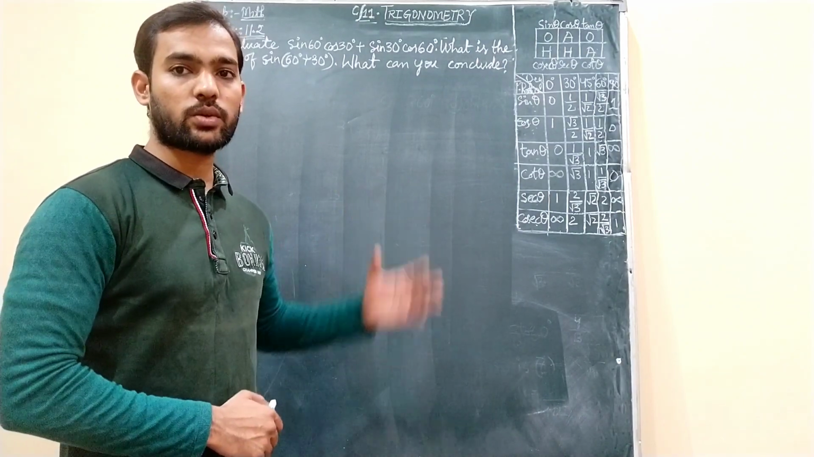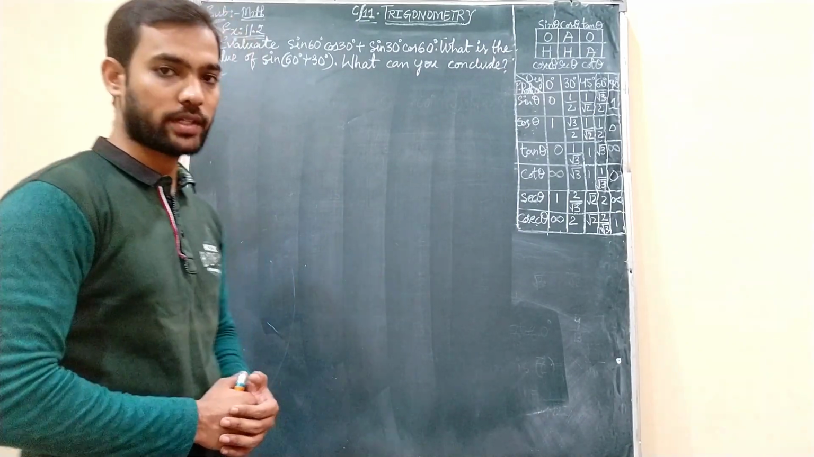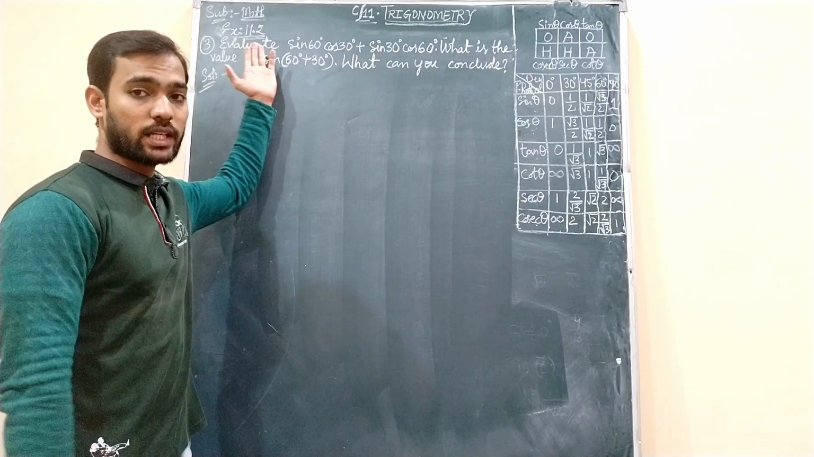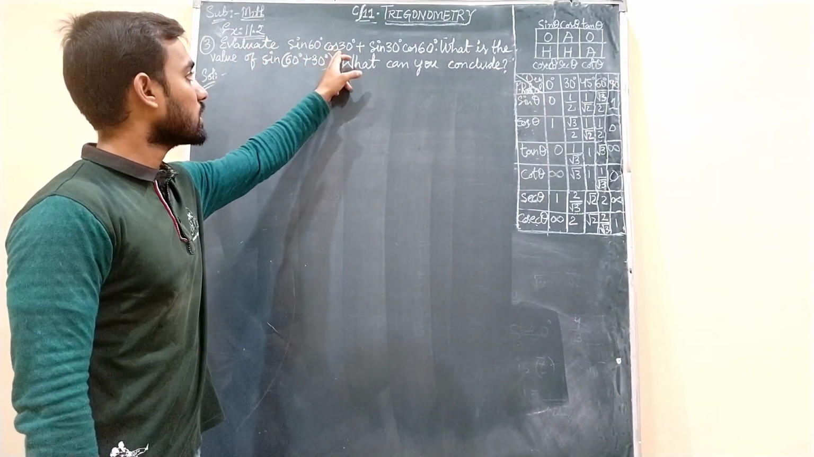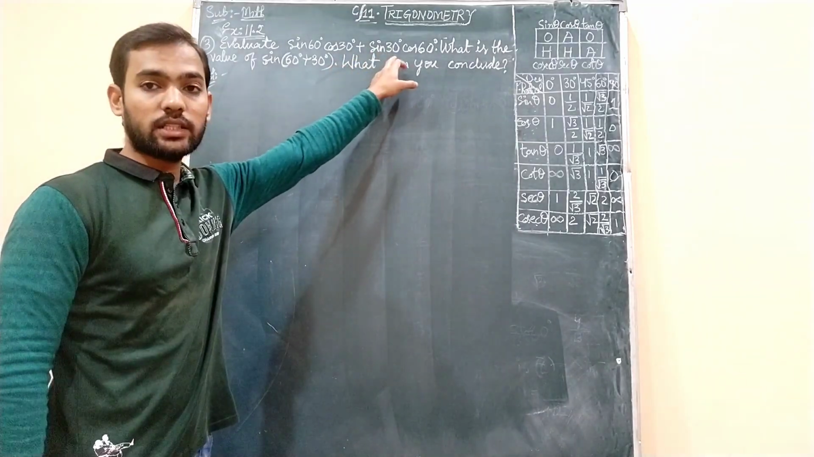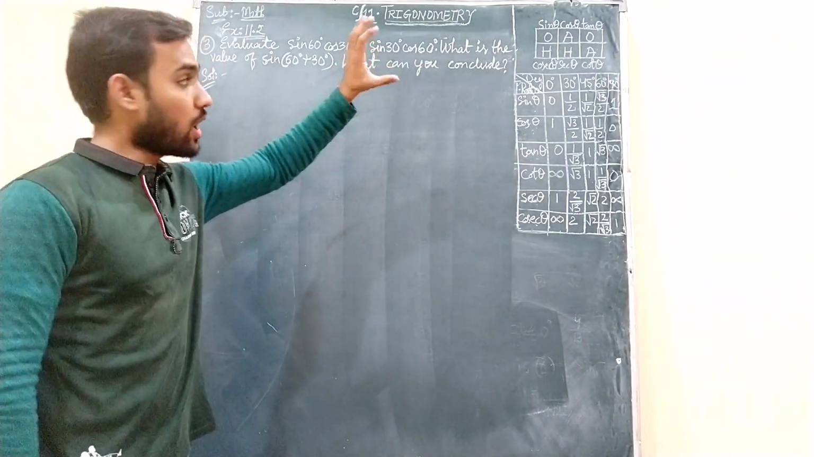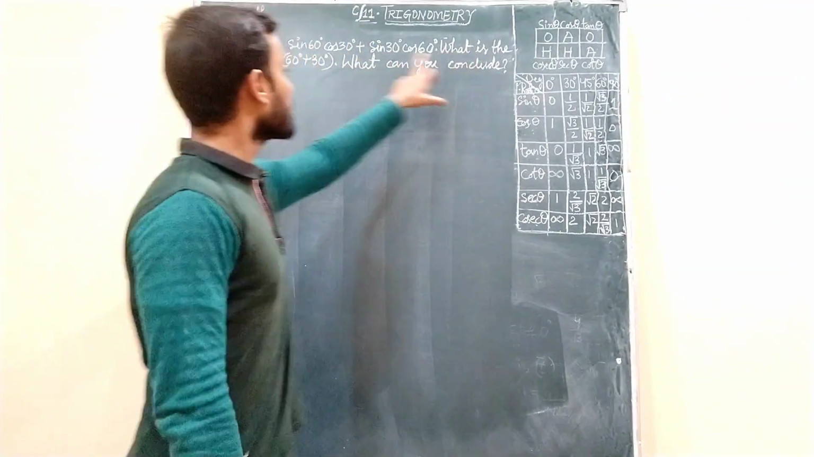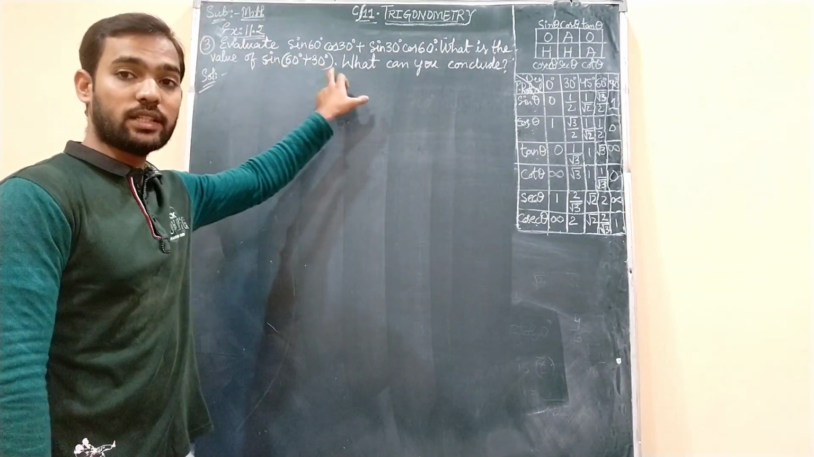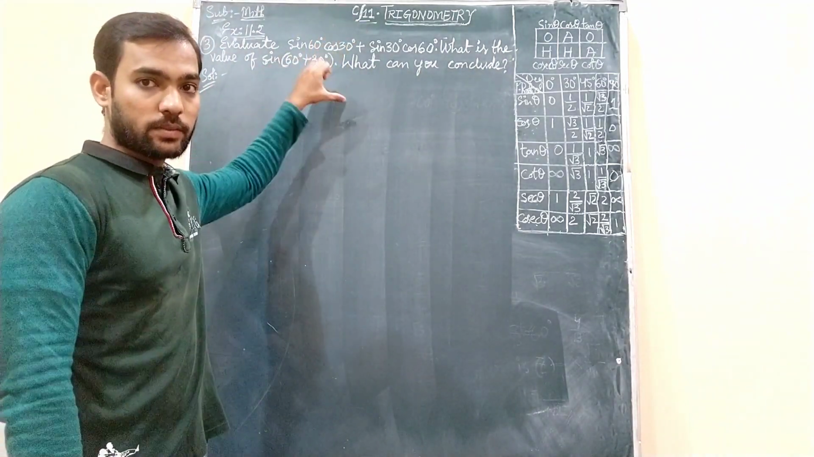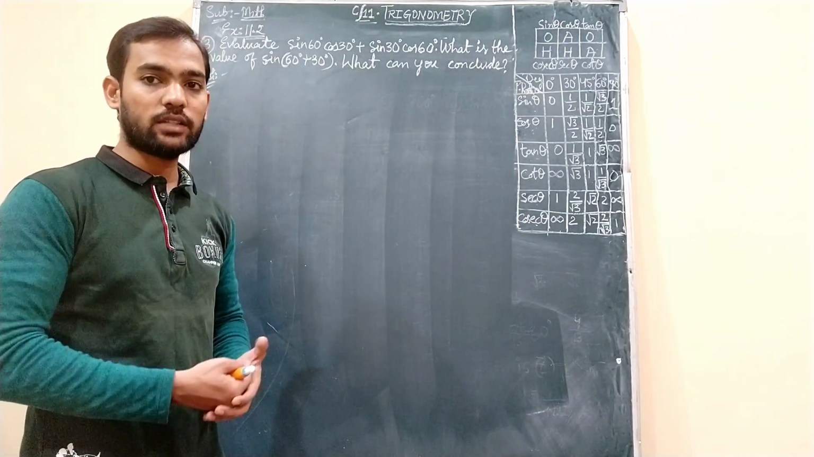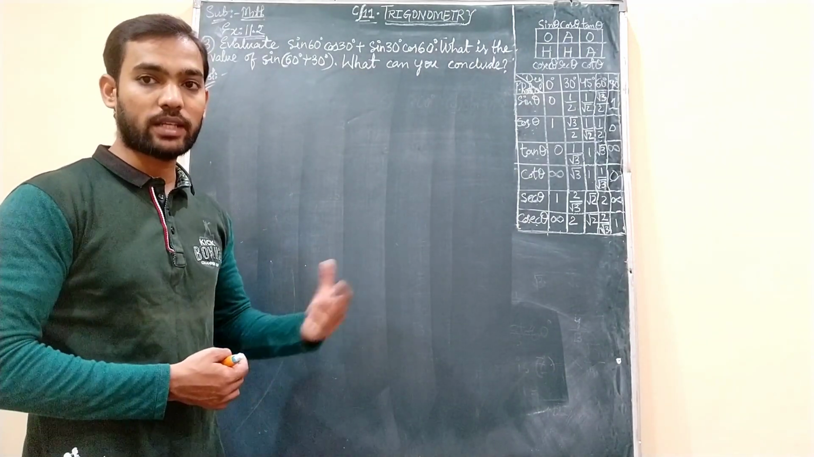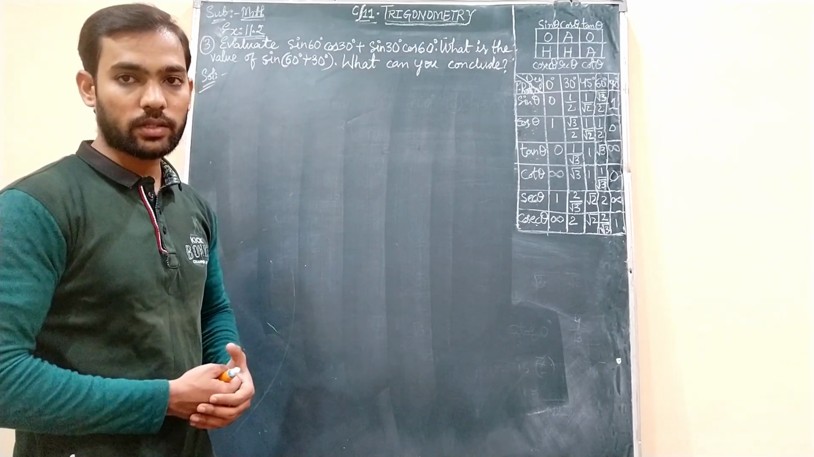Now students, this is question number 3 of exercise 11.2. Question number 3 says evaluate, which means you need to find out the value of sin 60 degree into cos 30 degree plus sin 30 degree into cos 60 degree. After finding this value, again he is asking what is the value of sin of 60 degree plus 30 degree. These two expressions' values you need to find out. Then what can you conclude after finding those values? What can you conclude by noticing the answers? That also he is asking.